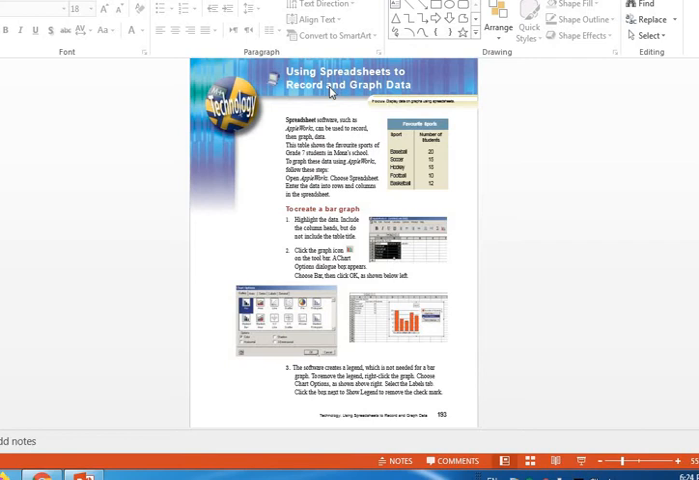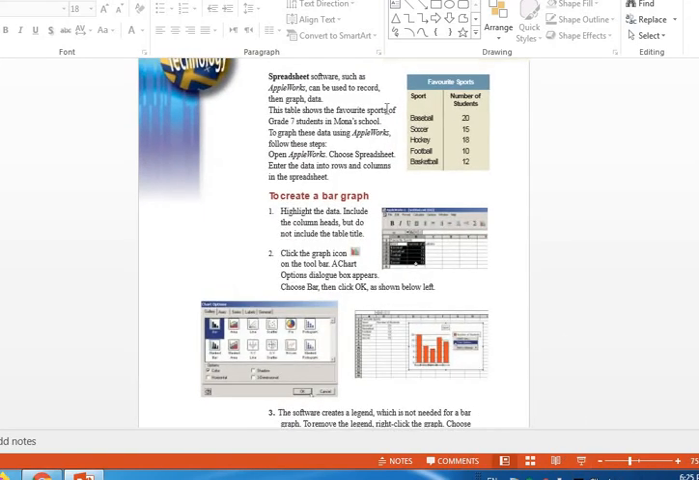Okay, I want you to focus with me. I want you to experience this technology using spreadsheets to record and graph data. So what should we do now? Okay, spreadsheet software such as AppleWorks can be used to record then graph data. This table shows the favorite sports of grade 7 students in Mona's school. Okay, to graph the data using AppleWorks, follow these steps.